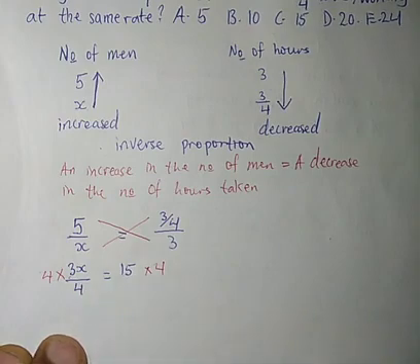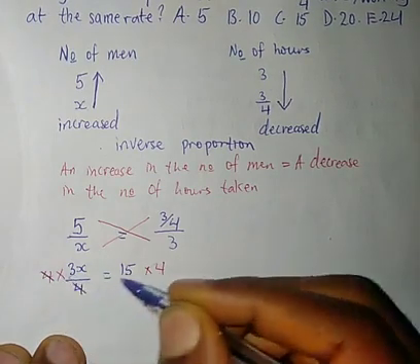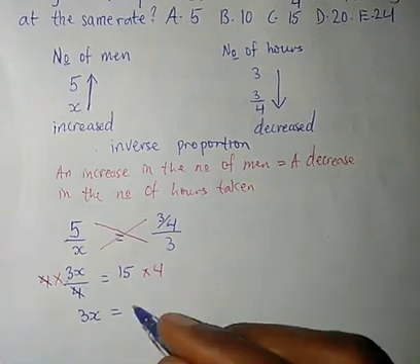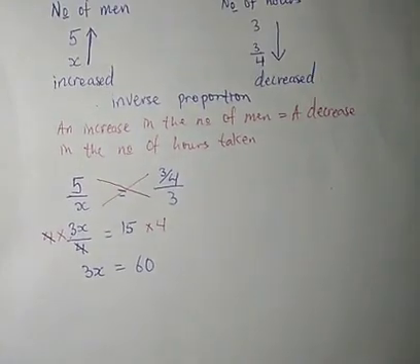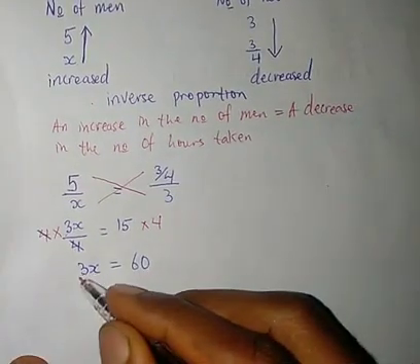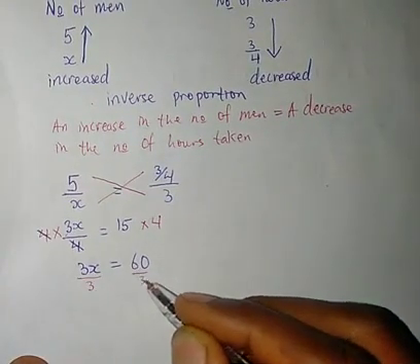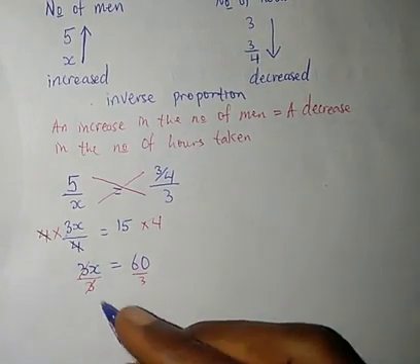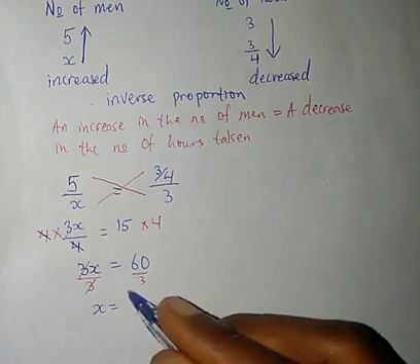Now, what do you have next? The 4s cancel out. You have 3x is equal to 15 times 4, that is 60. What do we do next? We can divide both sides of the equation by 3. So 3 cancels here, 3 cancels here. We have x is equal to 60/3. 3 in 60, that is 20.